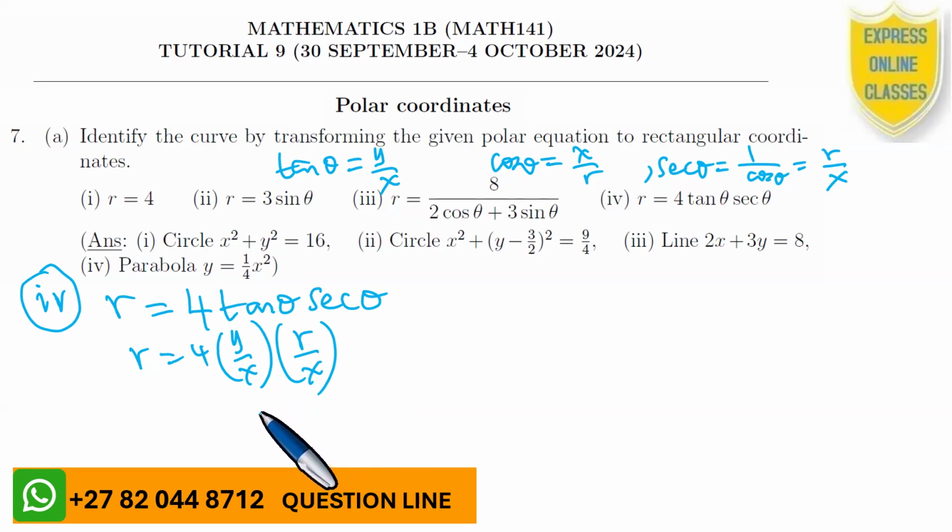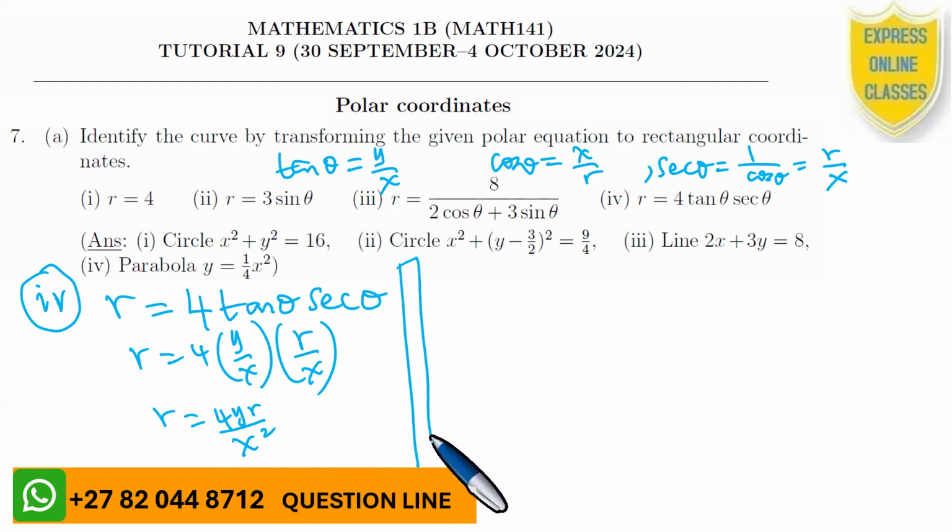So what exactly do we achieve out of this? We can write r x squared is 4yr.